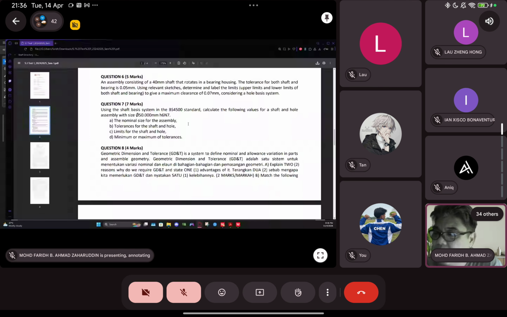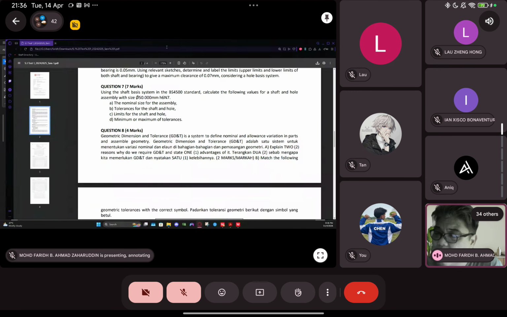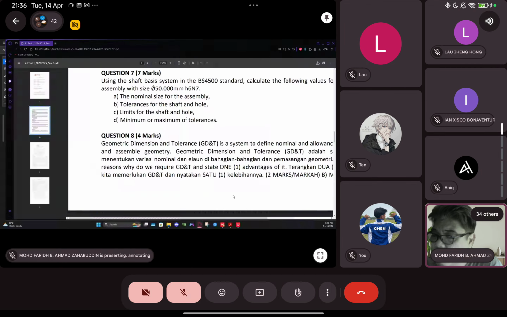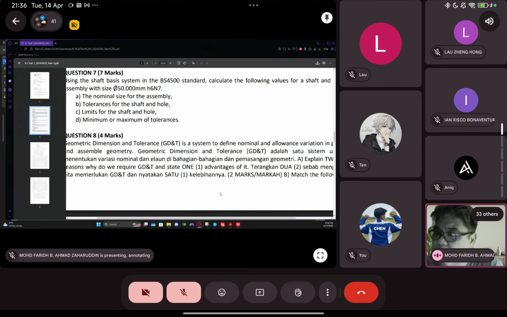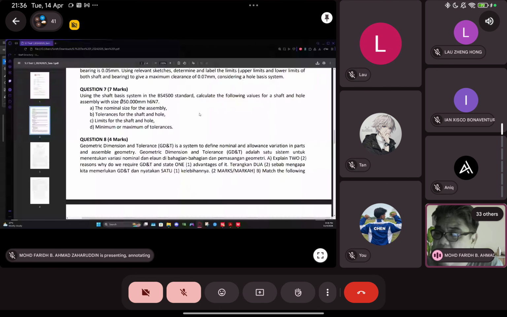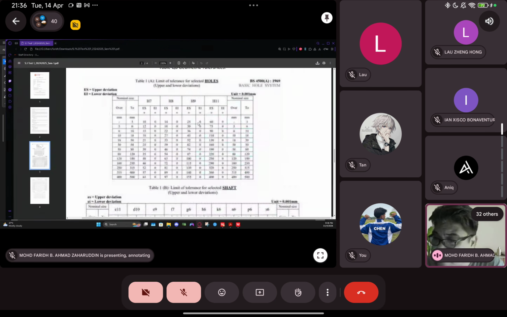Okay, we try to answer question 7 first. I want you to give the answer. This is using the shaft basis system, H6 and N7. I give you straight away the values. This is the wrong way of writing. This is an error. It should be N7 first and H6. So please check from this.